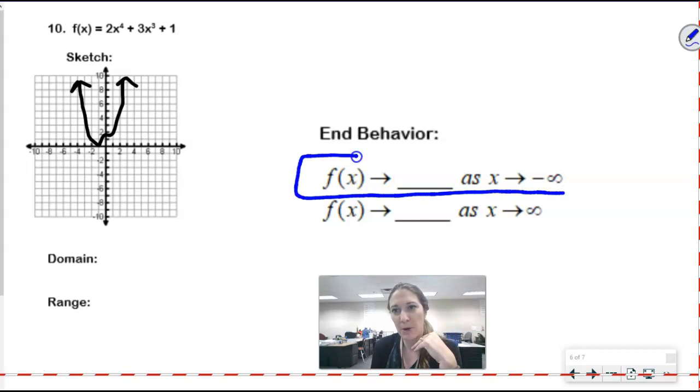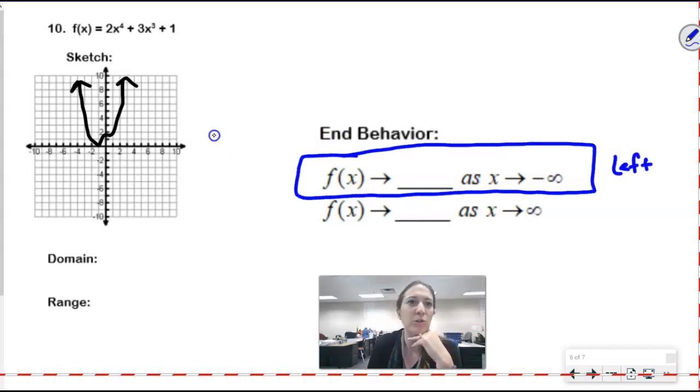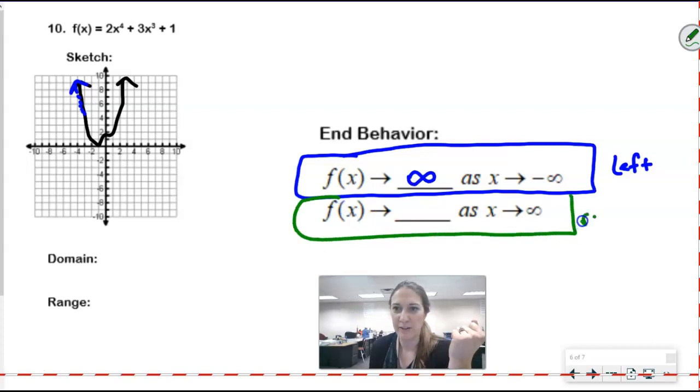So I'm always going to indicate the left behavior first. If I look at my polynomial and I'm a little bug traveling along the left side here, I notice it's going up. So the way we say up for end behavior is f of x approaches infinity. And then right behavior, as x approaches positive infinity, that's saying going to the right side. So on the right side of my polynomial, also going up.